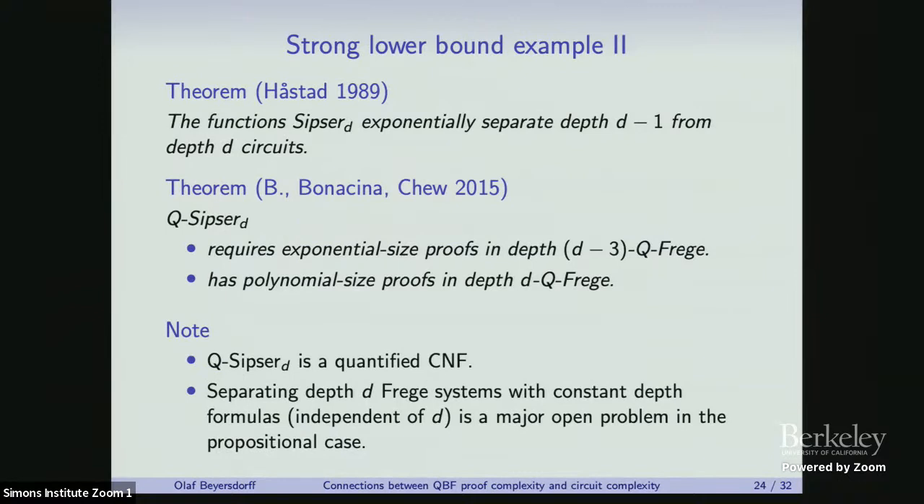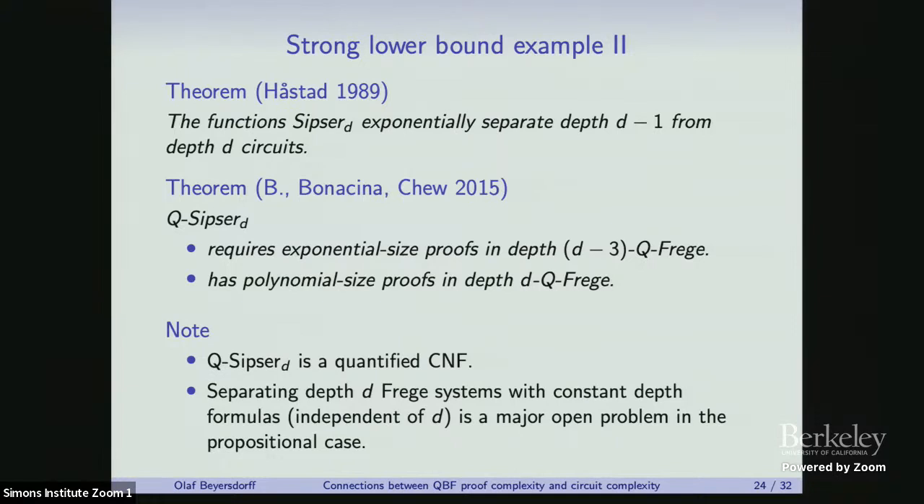Or you can use separations between the different depths. So for instance, we know that these Sipser functions separate depth D minus one from depth D circuits. You can plug this in again, but here you get this addition of plus two when we did this translation of decision lists into circuits. So the gap widens a bit and you get a gap of three. So these QSipser functions will be hard for depth D minus three Frege, but easy for depth D Frege.